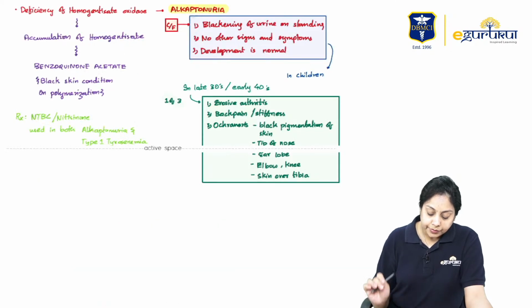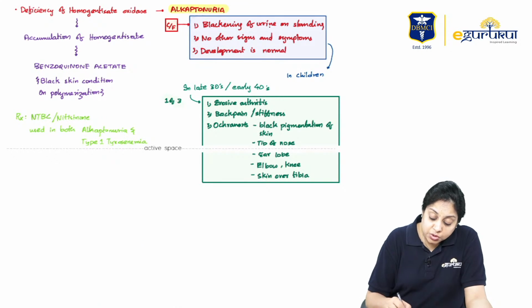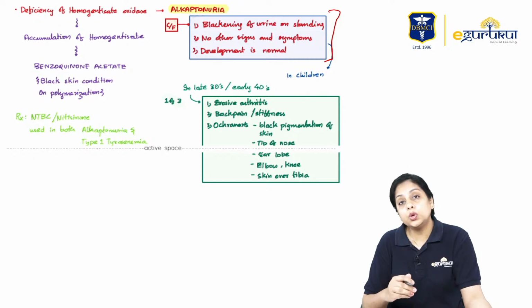Okay. So what did I tell you? This is usually asymptomatic. Usually asymptomatic means it was there since childhood. The urine was turning black.